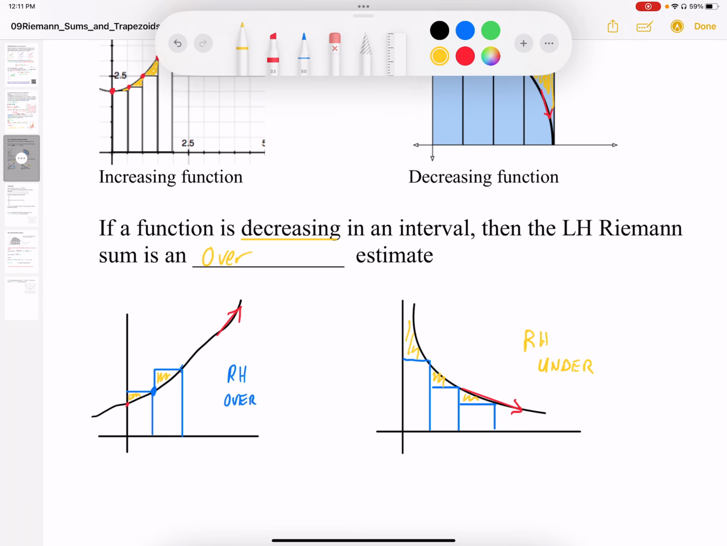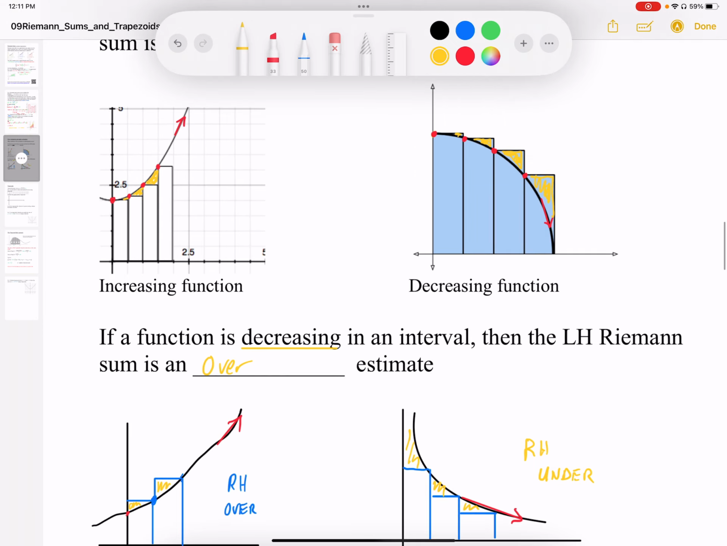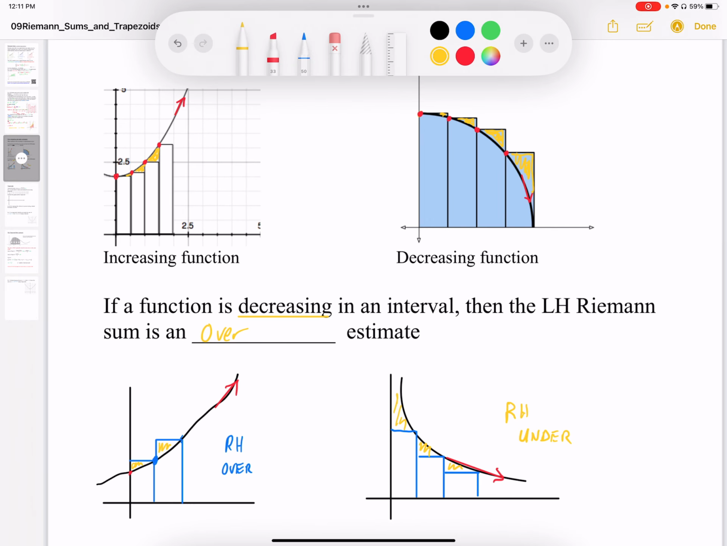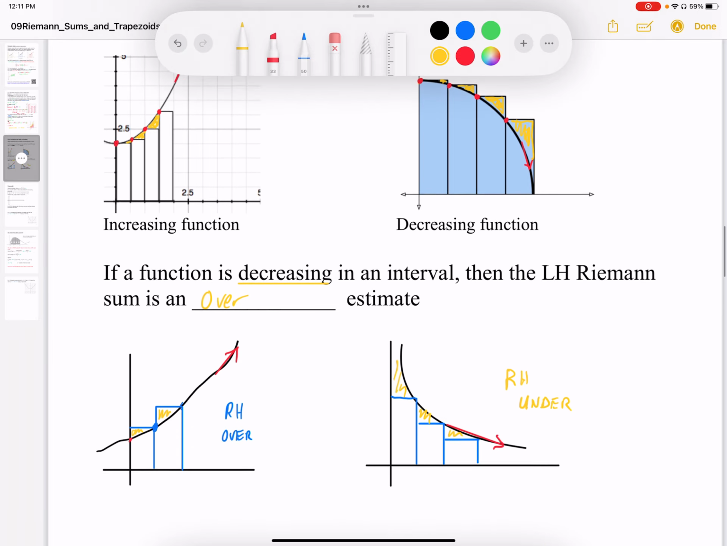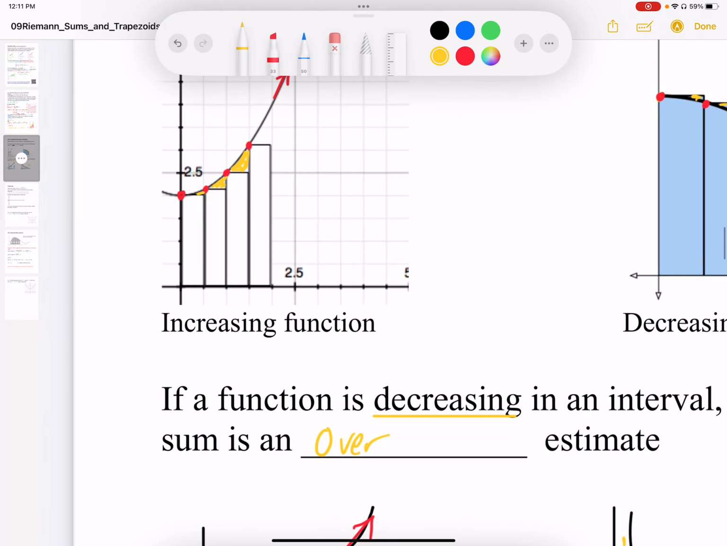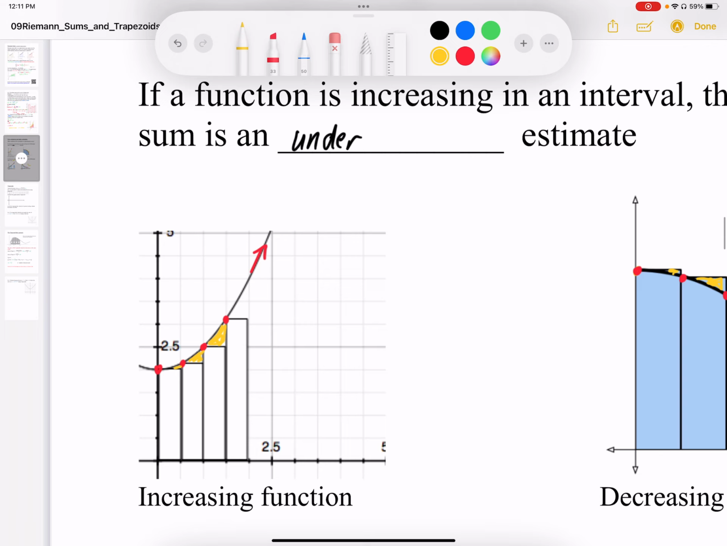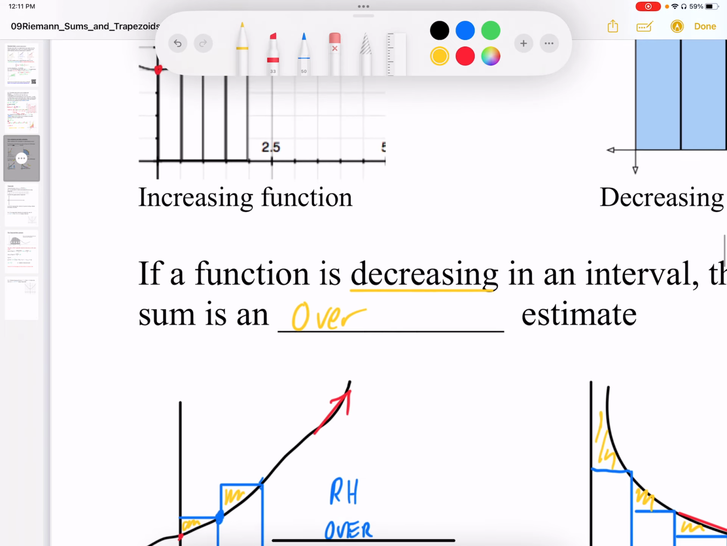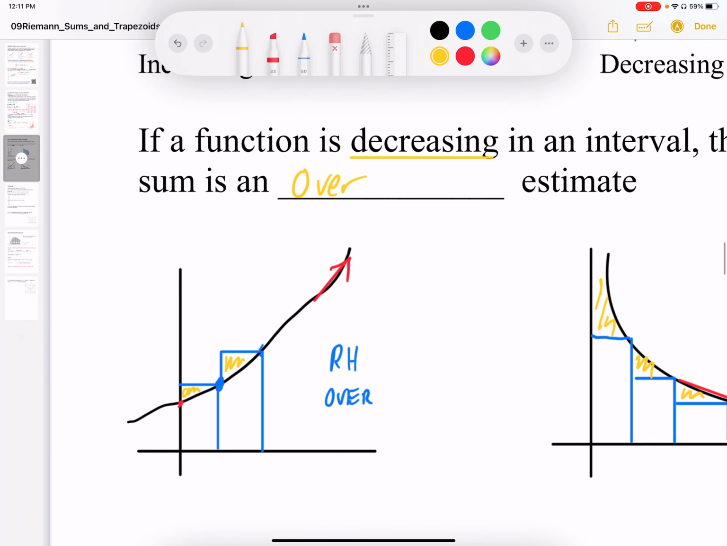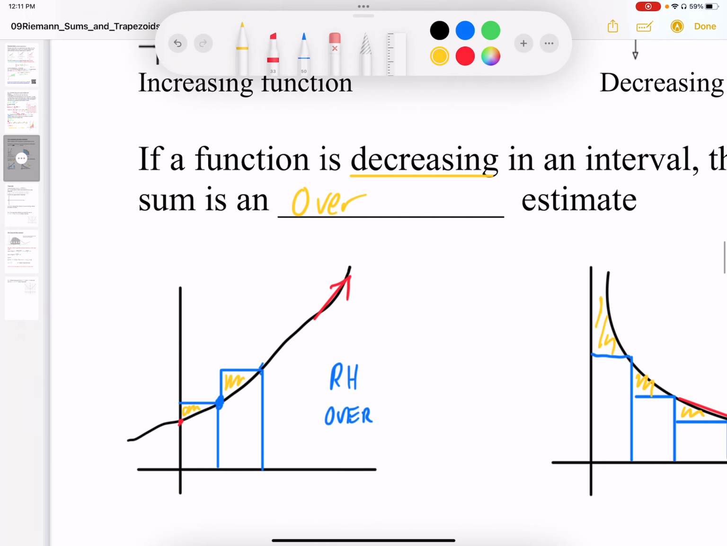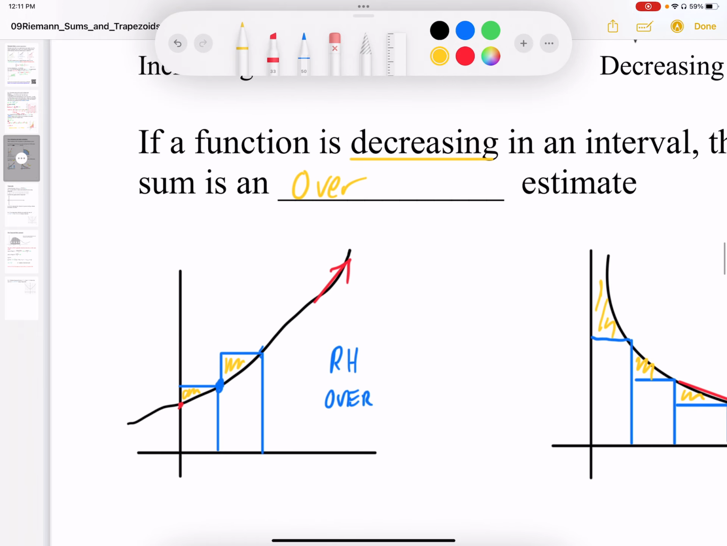Okay, so instead of an overestimate as I had here, if it's going downwards and right hand, it's an underestimate. Left hand over, right hand under. The reverse is true for left hand and increasing. Left hand increasing is an under. Right hand increasing is an overestimate. Left hand increasing under, right hand increasing is an overestimate.